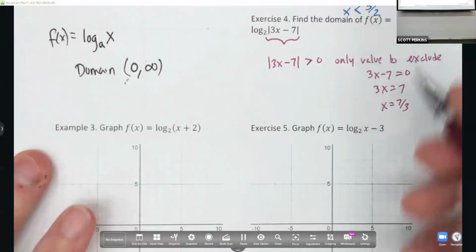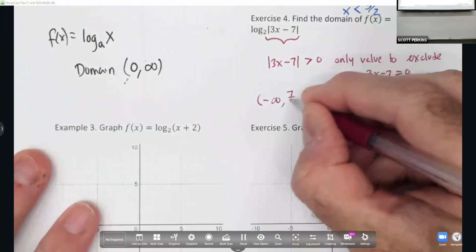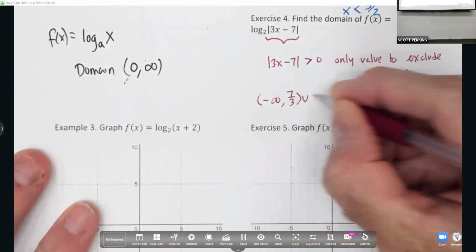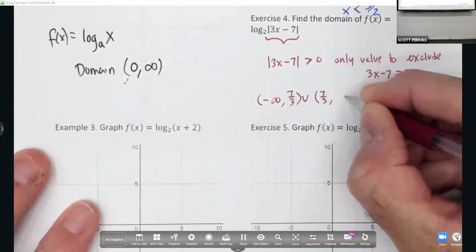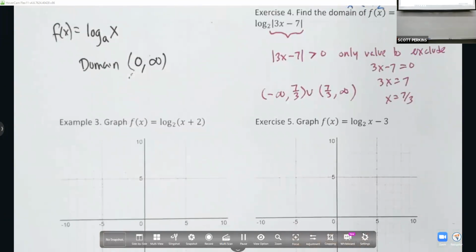So what's the domain of this? Well, the domain is negative infinity to 7/3, parenthesis, union 7/3 to infinity. It's not the problem I thought it was going to be, but it still gave us something to talk about. Our absolute value will never be negative, so we don't have to worry about any negative values occurring. The only thing that we worry about is the input that gives me 0, because we cannot take the logarithm of 0.